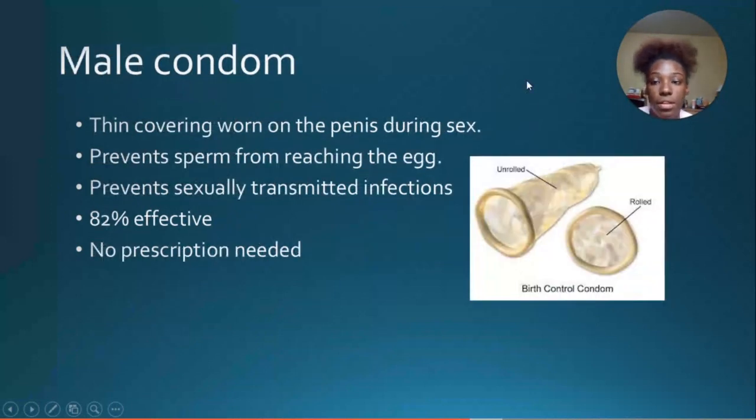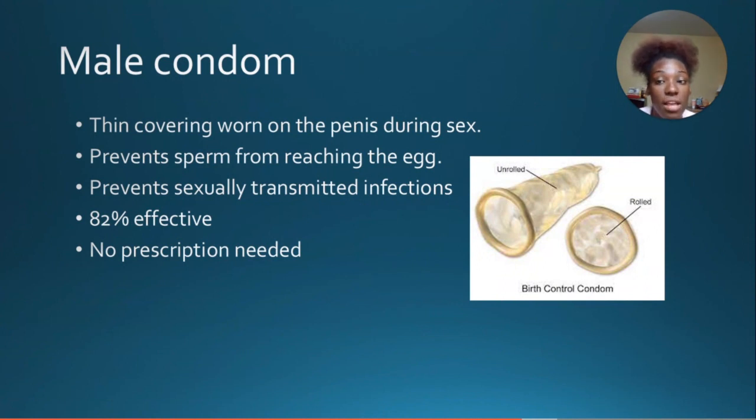The fourth birth control method is a male condom. A male condom is a thin covering worn on the penis during sex. As you can see in the picture, the unrolled condom will be put on his penis, which will be used during sex. It prevents sperm from reaching the egg, and it prevents sexually transmitted infections. This is the only method that prevents sexually transmitted infections.